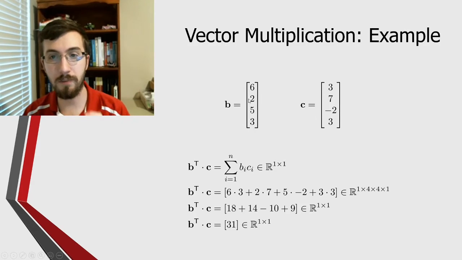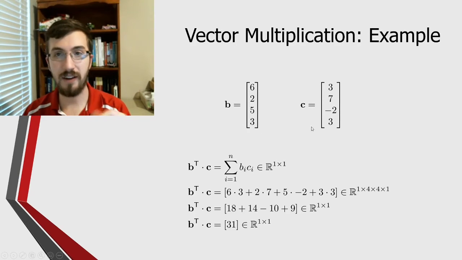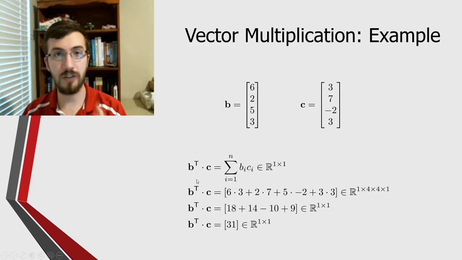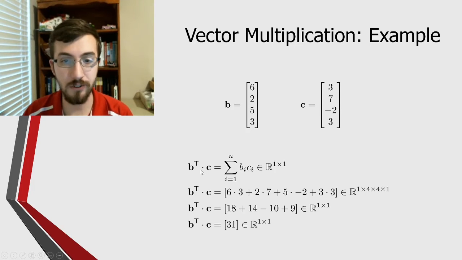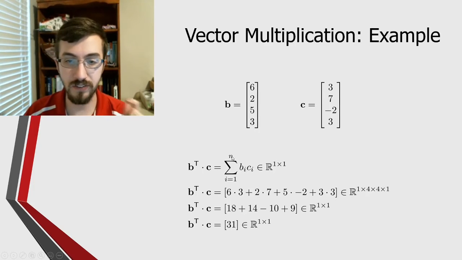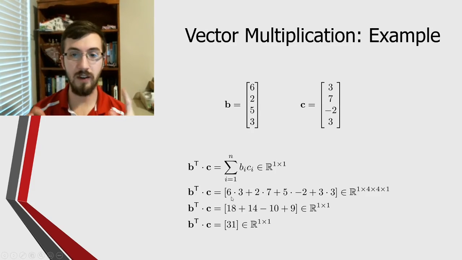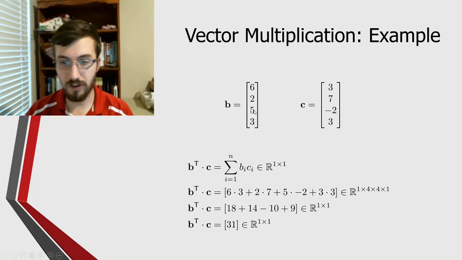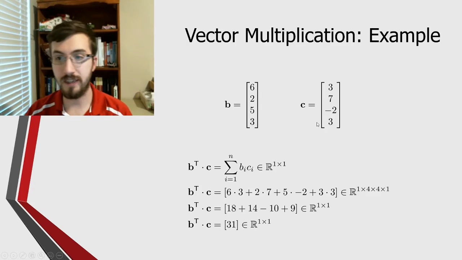So let's look at an example. If you have vector b, 6, 2, 5, 3, and vector c, 3, 7, negative 2, 3. In order to do the dot product, the first one has to be transposed. So b transpose c is the sum as i goes from 1 to n of b_i c_i. So let's do it. b1 is 6, c1 is 3. So 6 times 3 plus 2 times 7 plus 5 times negative 2 plus 3 times 3.